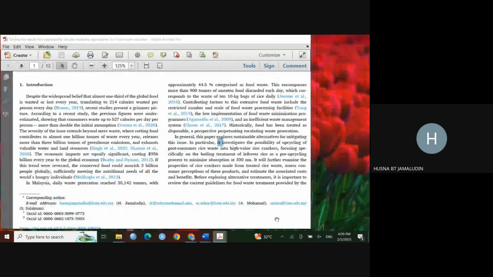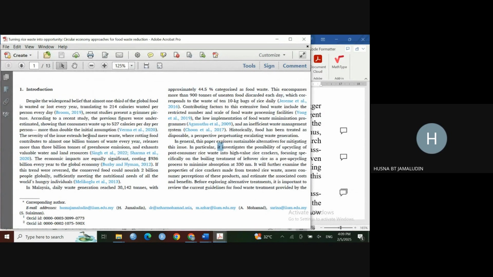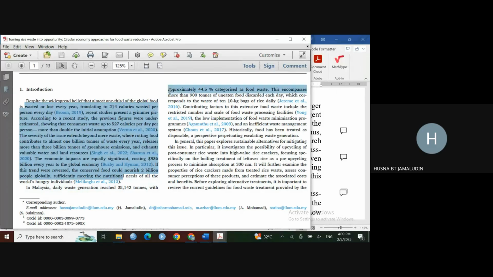Because in my introduction, I have two paragraphs. The first one is a general issue. The second one is a Malaysian issue. And then, in general, this paper explores. So after reading the problem, people are expecting to see your objective. So in the third paragraph, I give the objective. I list down all the objectives. In particular, it investigates. It will further examine.